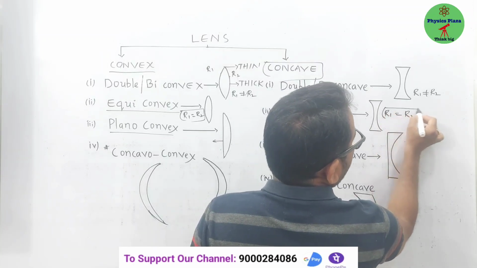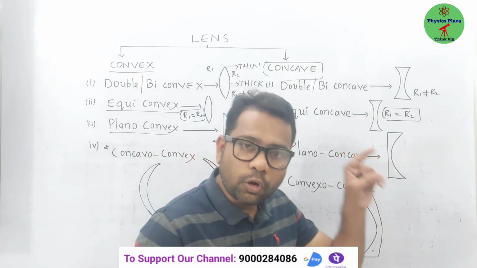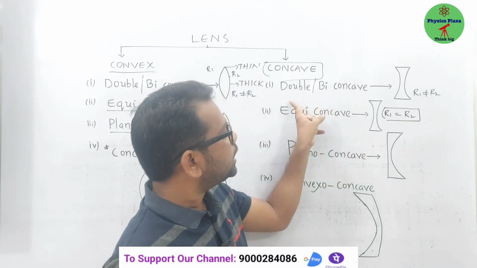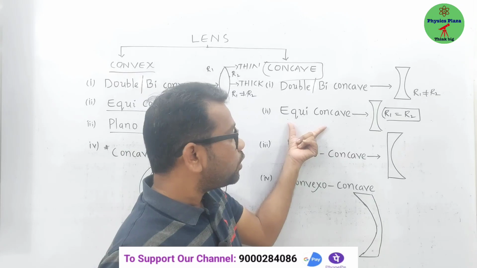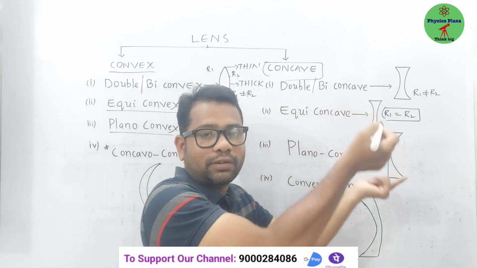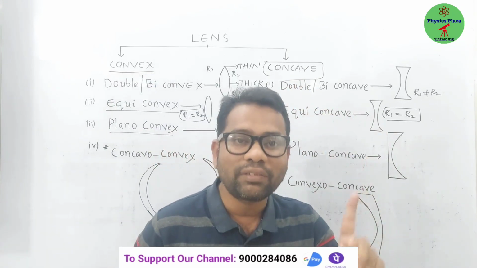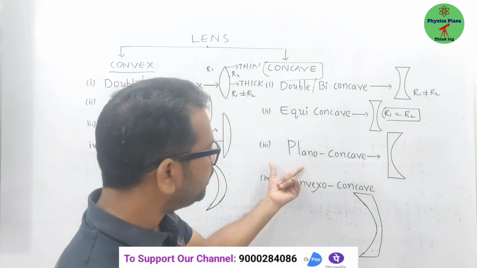Meaning, the concave lens's two surfaces: if, for example, its radii of curvature are equal, then we can call it an equi-concave lens. If not, we can call it a double concave lens or biconcave lens. Here also, children, all equi-concave lenses are double or biconcave lenses, but all double concave lenses are not equi-concave lenses. That is what we have to remember. Clear? Fine.